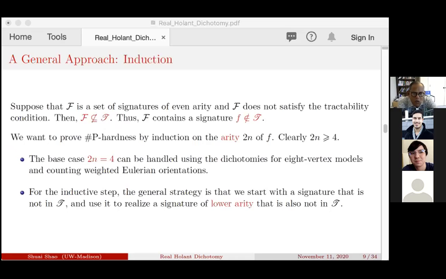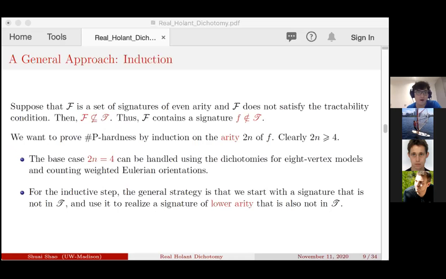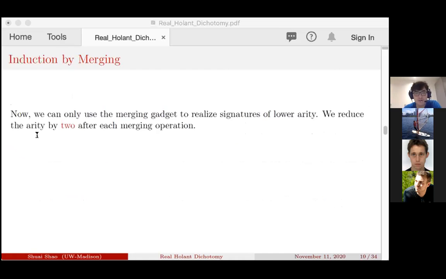This induction approach was very successful in previous proofs for Holant problems. In all those proofs, we usually have unary signatures. When we have a unary signature, we can connect a signature of arity n with a unary signature, and then we get a signature of arity n minus 1. So if the unary signature is available, then we can reduce the arity by 1 after each inductive step. That's why there are many dichotomies for Holant problems assuming unary signatures. But now we can only use merging to realize signatures of lower arity, and after each inductive step, we reduce the arity by 2.